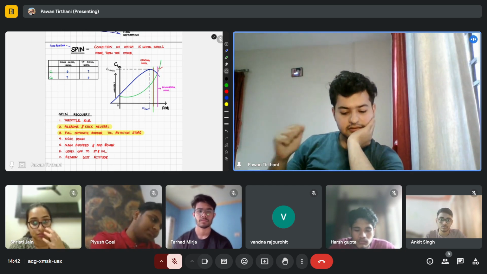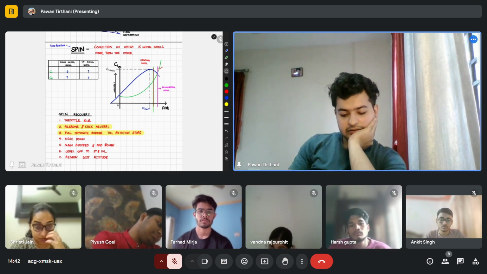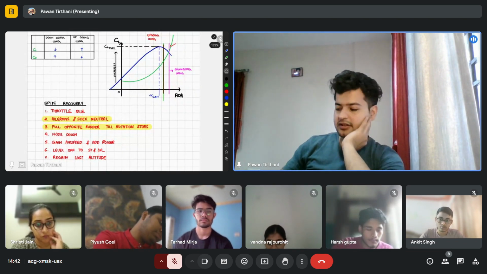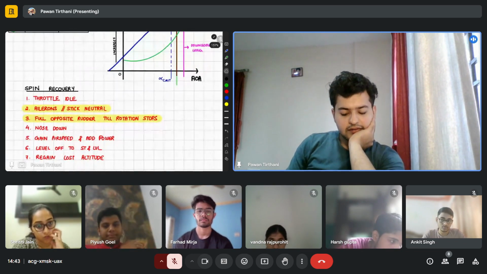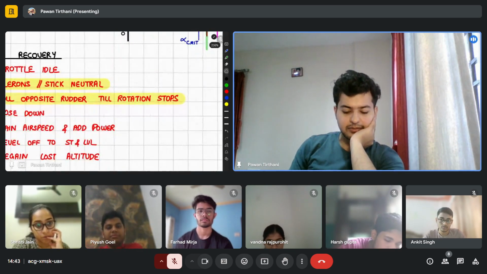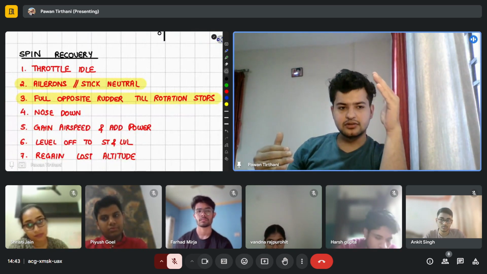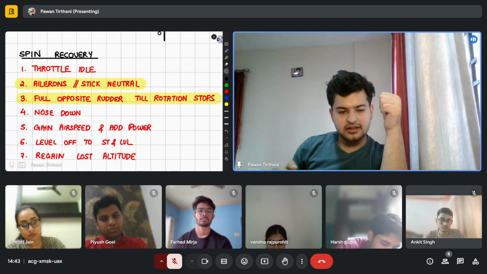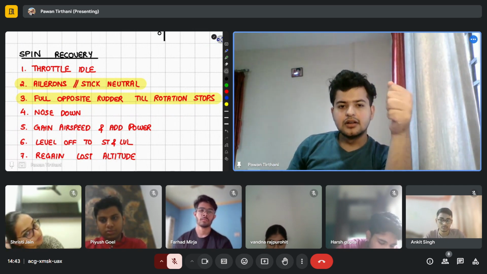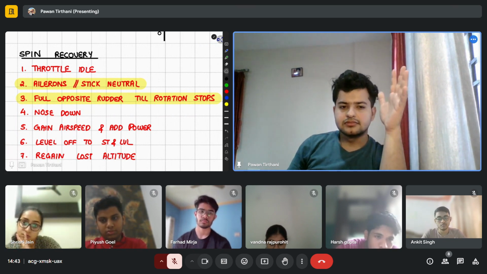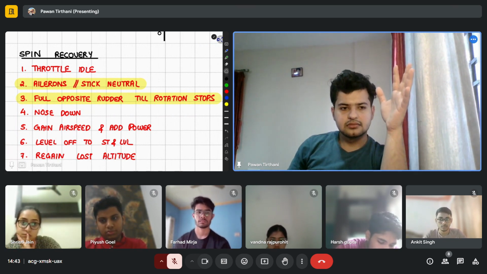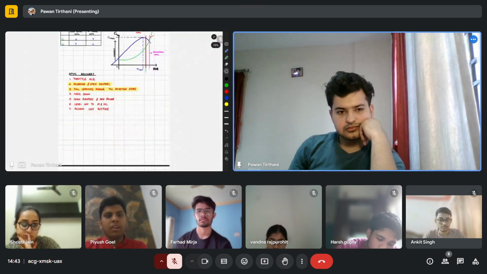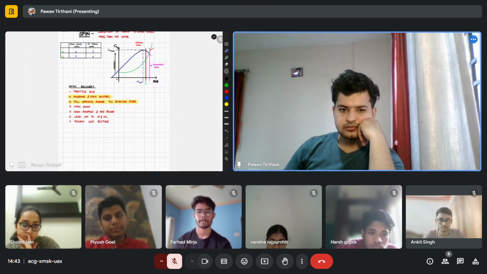Spin recovery: throttle idle, stick neutral and forward. Full opposite rudder till rotation stops. Once that is done, nose down you will maintain, you will build the airspeed. उसके बाद जैसे आपकी स्टॉल की रिकवरी होती है, आप बिल्कुल वैसे करो. एयर स्पीड बढ़ेगी, पावर ऐड करोगे, लेवल ऑफ करोगे, स्ट्रेट एंड लेवल. अंतर क्या है? स्टिक इज न्यूट्रल एंड ऑपोजिट रडर. ओके, यही दो चीजें हाईलाइटेड है. Any doubts? No doubts?